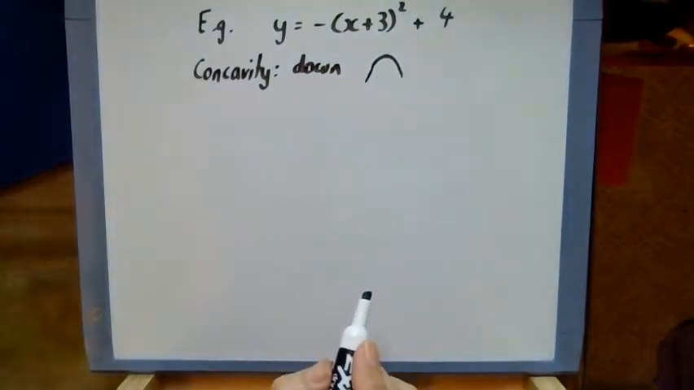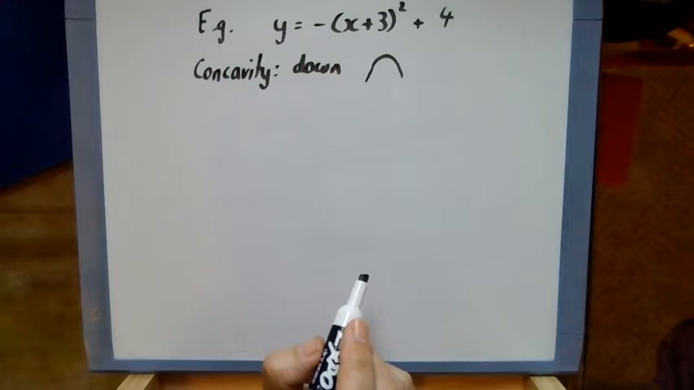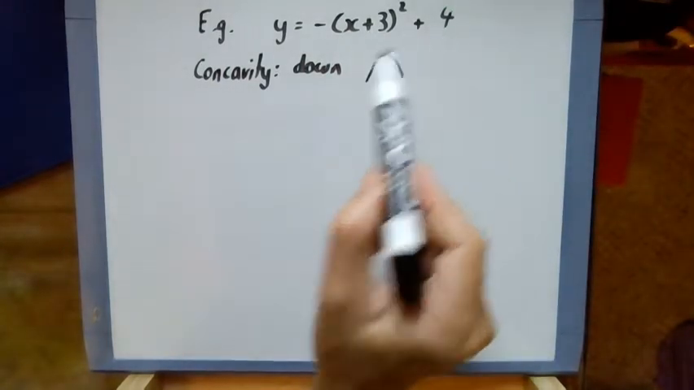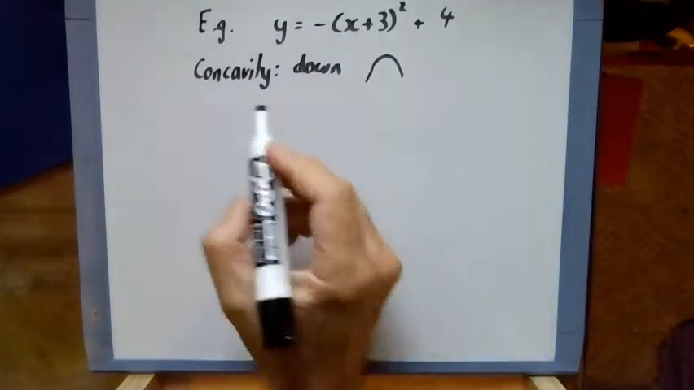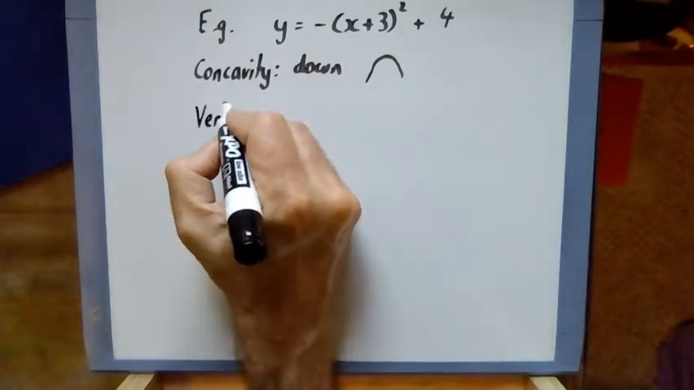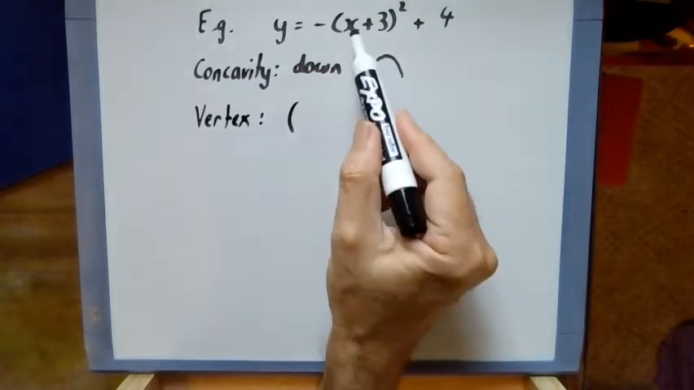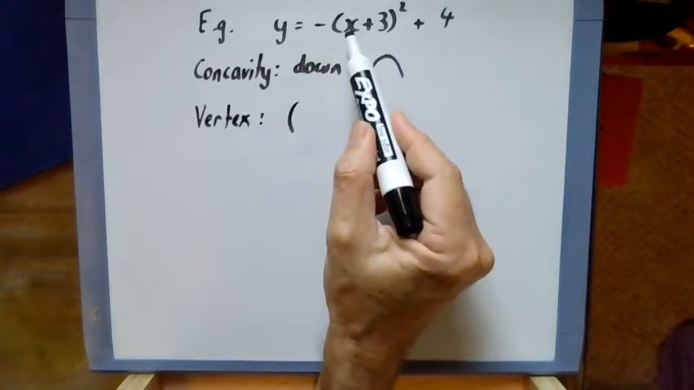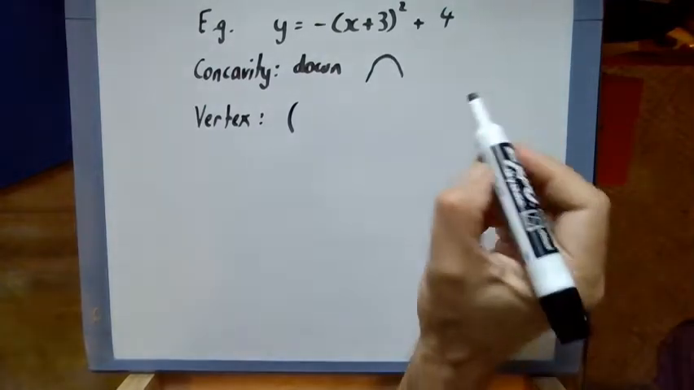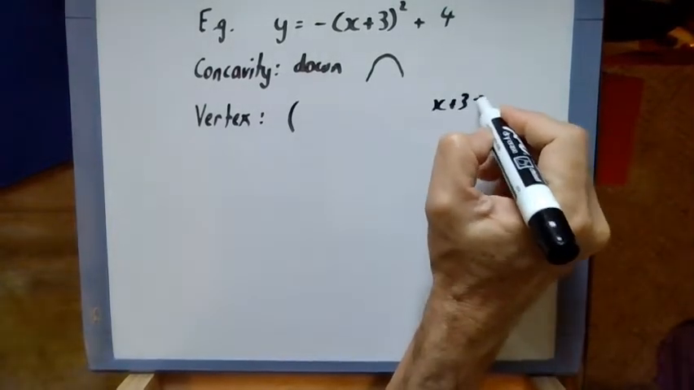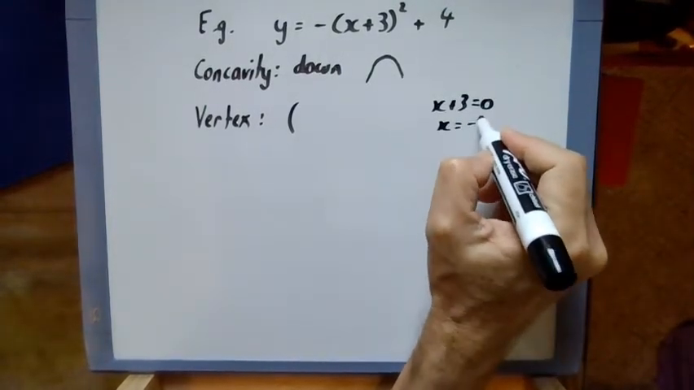The next bit of really useful information is we are told the vertex. Because of the way this has been factorised, we have a vertex. The vertex is the value of x that makes this 0. So x plus 3 equals 0, so x equals minus 3.